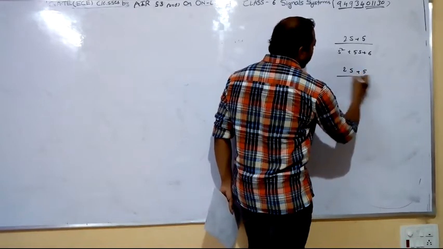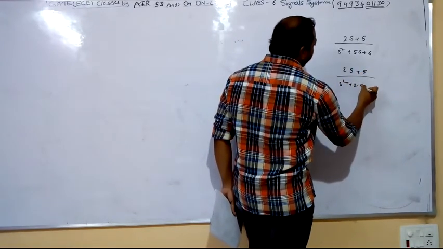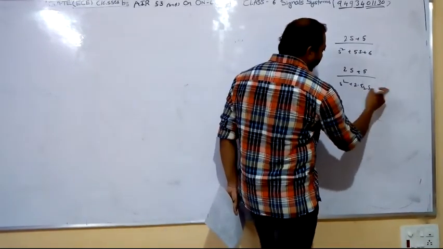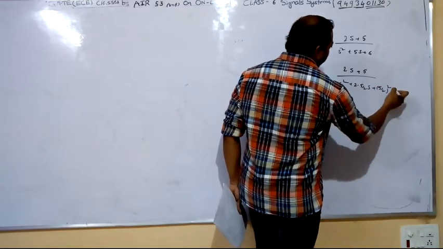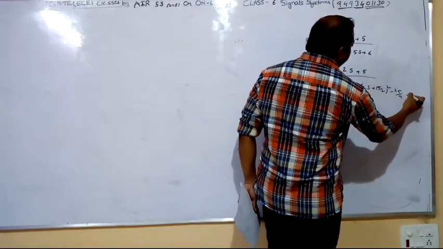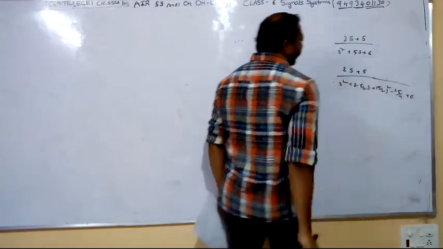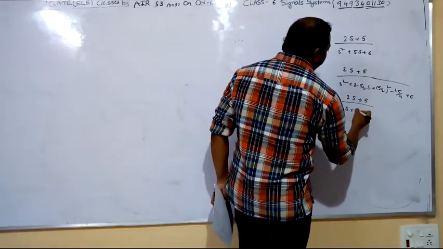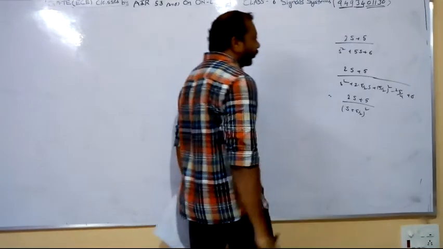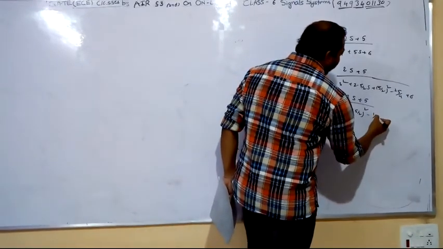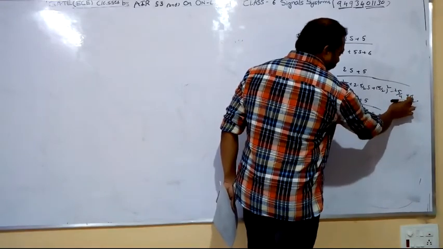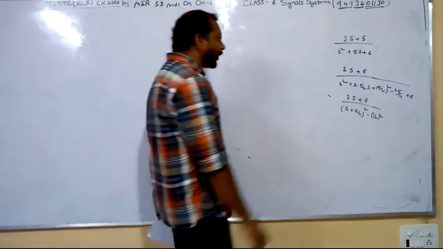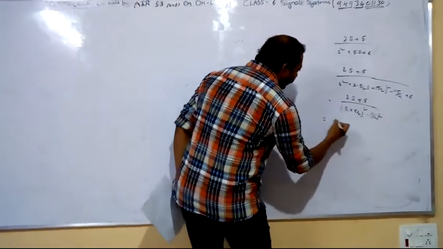So we write it as 2s plus 5 upon s square plus 2 into 5 by 2 into s, which is 2ab with b equal to 5 by 2, so we add the whole square, 5 by 2 whole square, then minus 5 by 2 whole square plus 6. So this can be represented as 2s plus 5 upon s plus 5 by 2 whole square, as a plus b whole square. What about this value? It is equal to minus 1 by 2 whole square, since 6 into 4 is 24, minus 25, divided by 4, that is minus 1 by 4, which is minus 1 by 2 whole square.